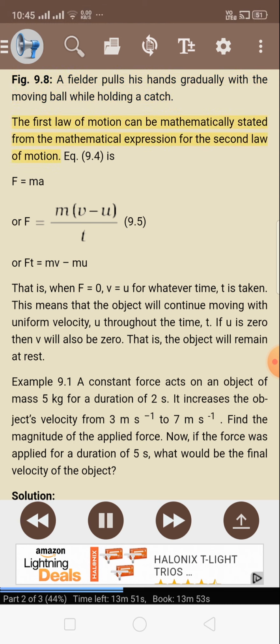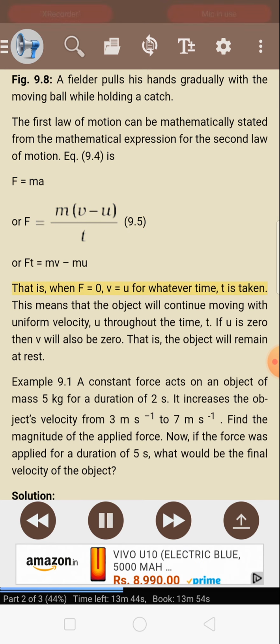The first law of motion can be mathematically stated from the mathematical expression for the second law of motion. Eq. 9.4 is F = ma, or Eq. 9.5, Ft = mv - mu. That is, when F equals 0, v equals u for whatever time t is taken. This means that the object will continue moving with uniform velocity u throughout the time t. If u is 0, then v will also be 0. That is, the object will remain at rest.